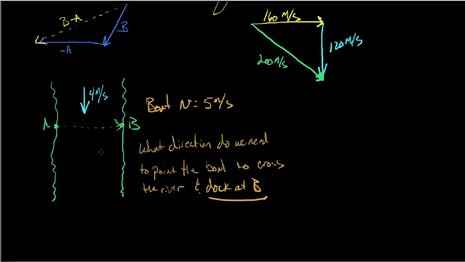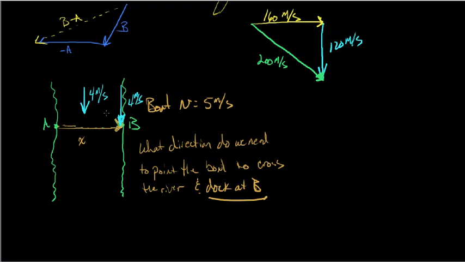Well, what we have is we want this vector right here to be our resultant. Okay, but we know that we have the river flowing in that direction at 4 meters per second, and we have our boat traveling across at 5 meters per second.